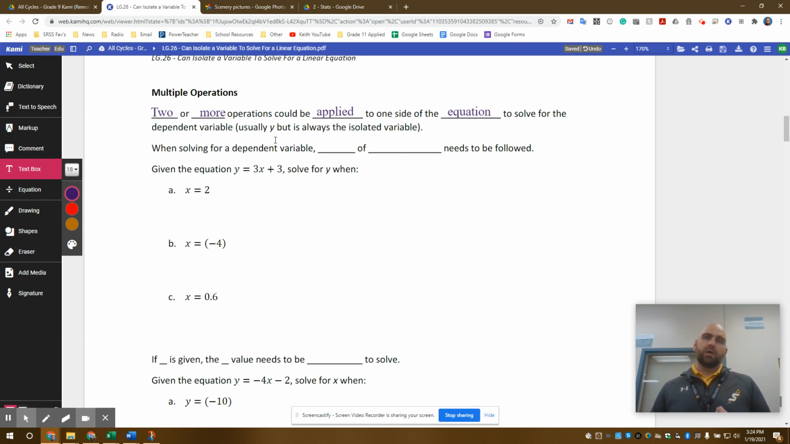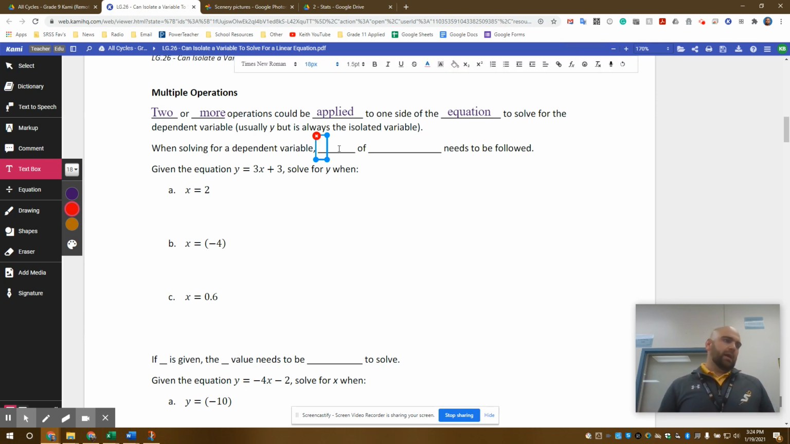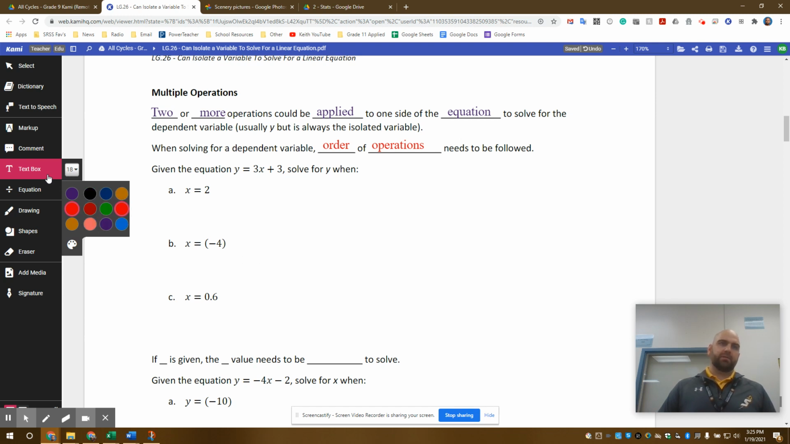Okay, so we could have two or more operations which are applied to an equation to solve for a dependent variable. Usually that is y, but it's always the isolated variable. So to solve for that, there could be more than one operation. When solving for a dependent variable, the one that's all by itself, order of operations needs to be followed. So what we're going to do here is solve a couple of questions where we're given the independent variable, the one that's kind of buried, the one that isn't isolated, and we want to solve for the isolated variable.